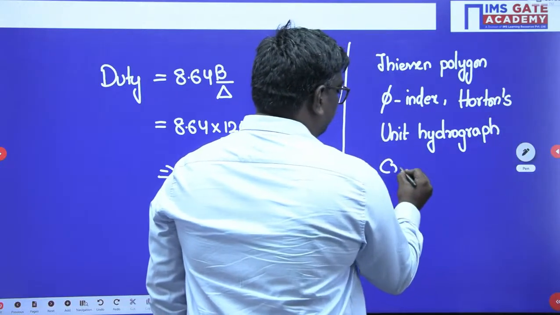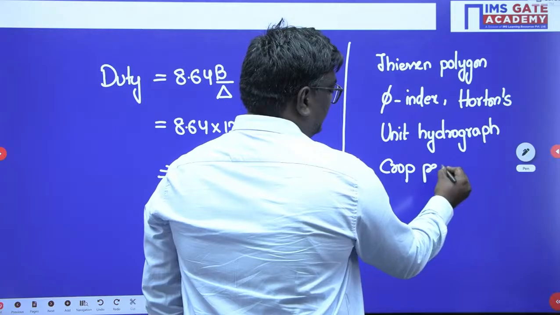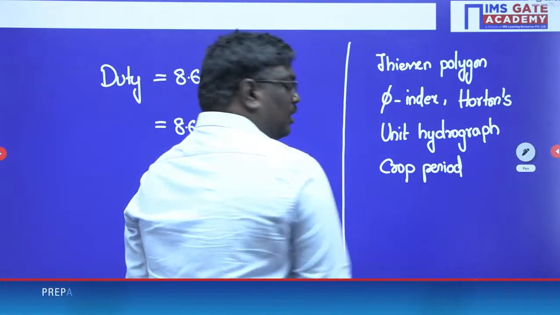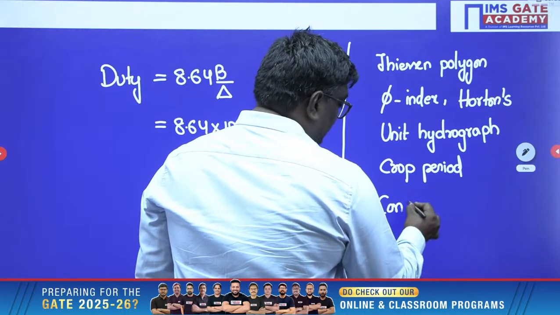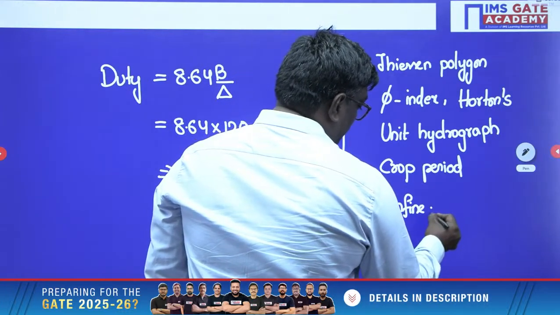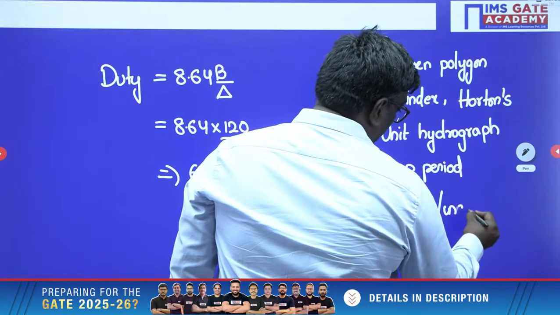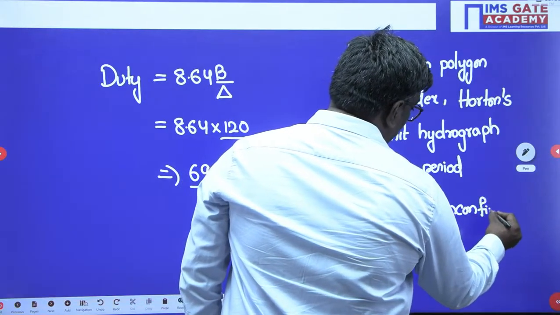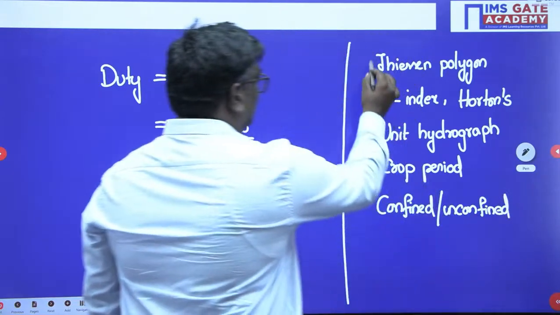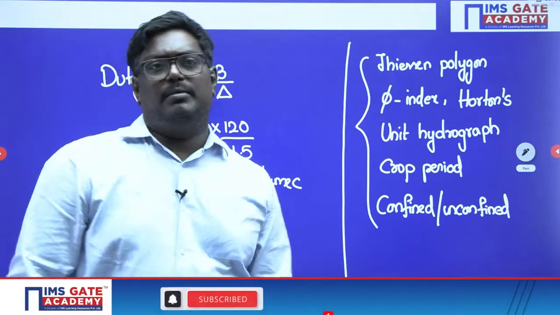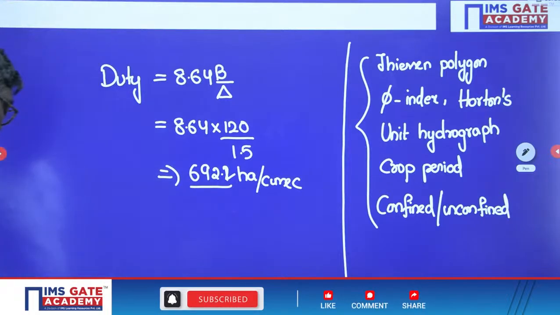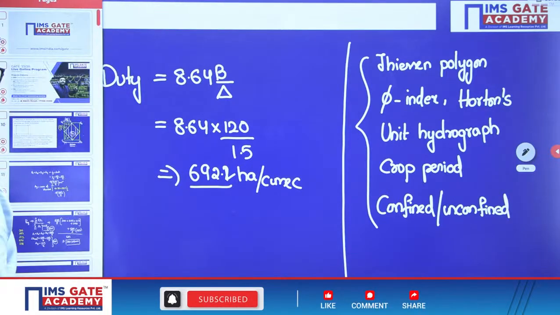Crop period, base period, delta period, irrigation in this. And also try to give importance to confined and unconfined aquifer. If you can concentrate on these topics, you can ask me after the GATE exam also, sir. Most of the questions from hydrology irrigation will be coming from these topics only. I hope you are clear with this concept.